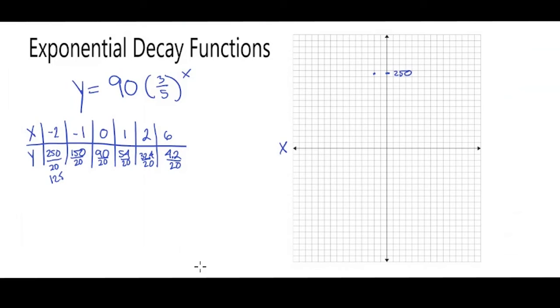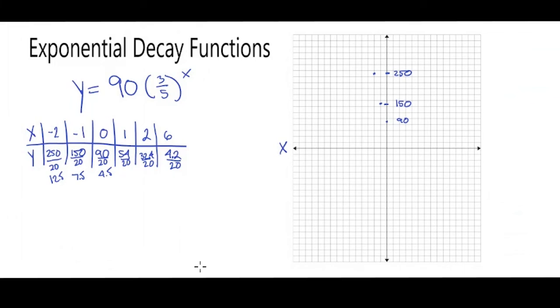Next is -1, and then 150 divided by 20, which is 7.5. So we'll go -1 and then up 7.5. -1 and then 7.5 right there. And so that will be 150. Next, we'll do 90 divided by 20, and that's 4.5. So we'll do 0 and then 4.5. All right, and that's 90.